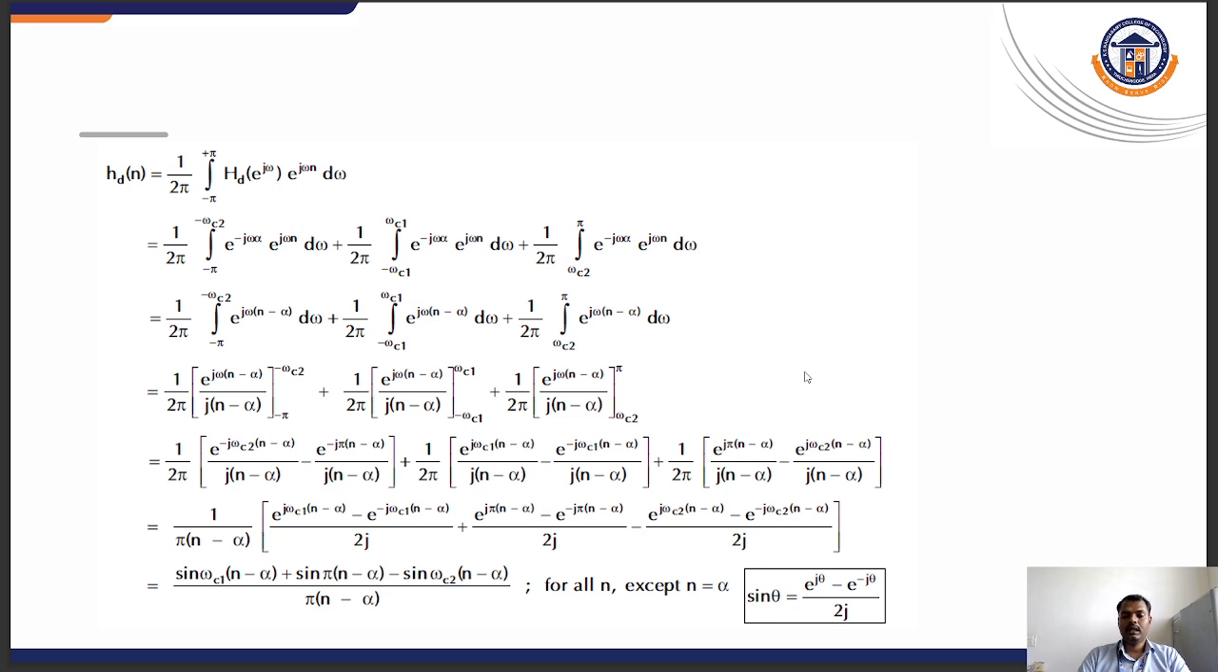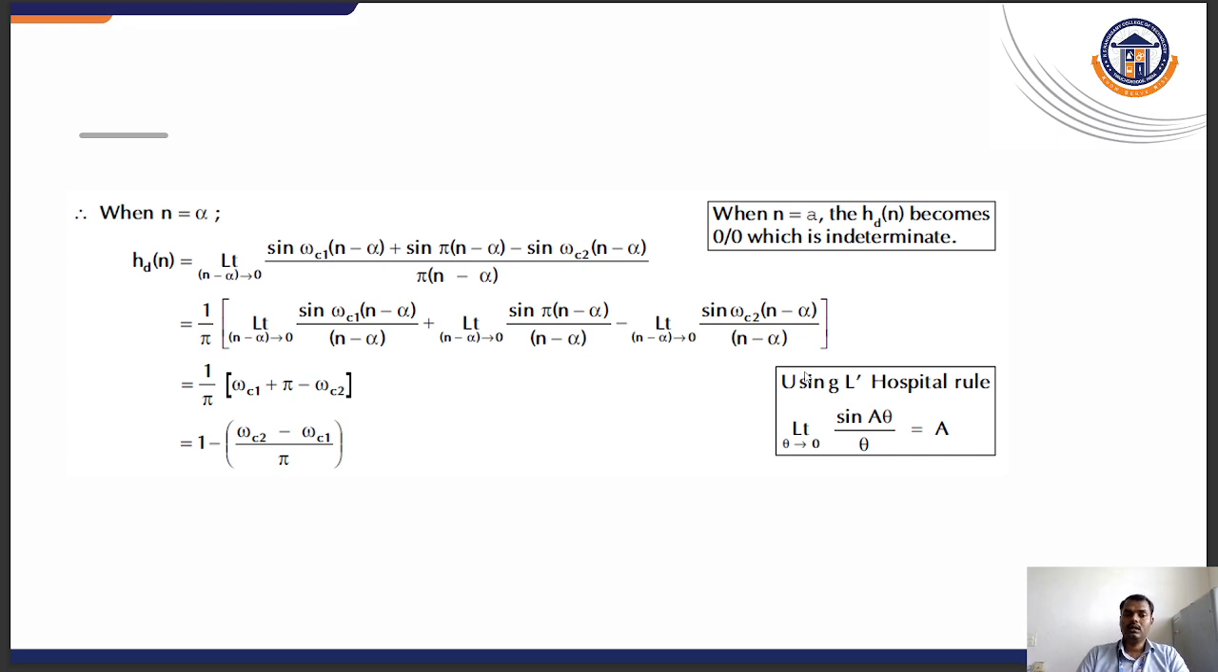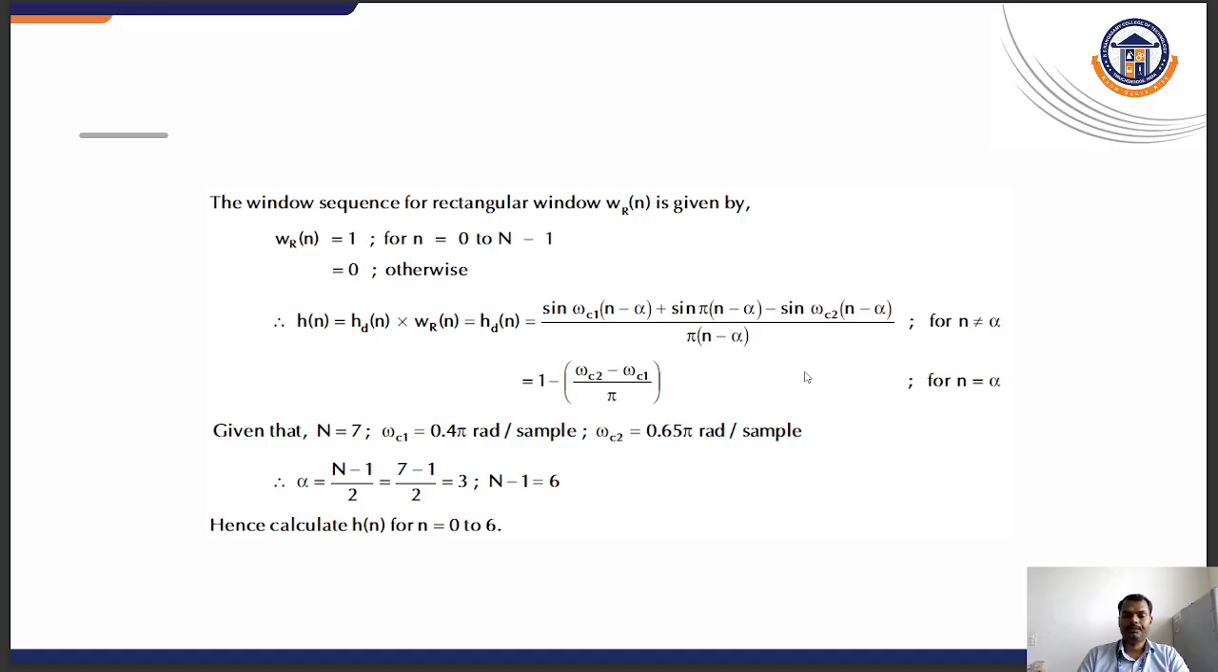This holds except for n equal to alpha, so we have to find the value of hd of n for n equal to alpha separately. So hd of n at alpha will be 1 minus (omega c2 minus omega c1) divided by pi. This is achieved with the help of L'Hospital's rule, where the limit as theta tends to 0 of sine a theta divided by theta is equal to a.